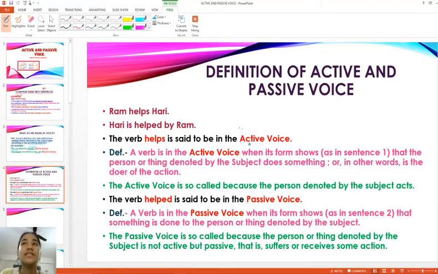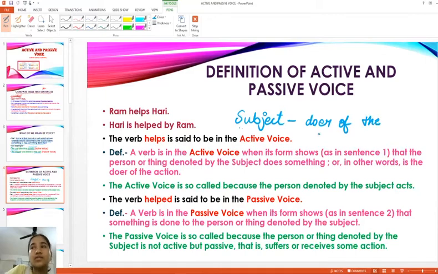A verb is in the active voice when its form shows, as in sentence 1, that the person or thing denoted by the subject does something, or in other words, is the doer of the action. When you see the subject is the doer of the action, and it's highlighted, or we have to emphasize or focus on that particular subject, then we use active voice. Okay, this is your active voice.